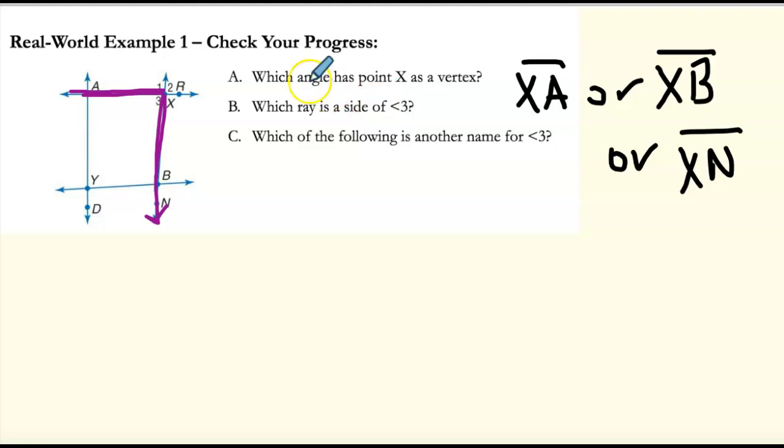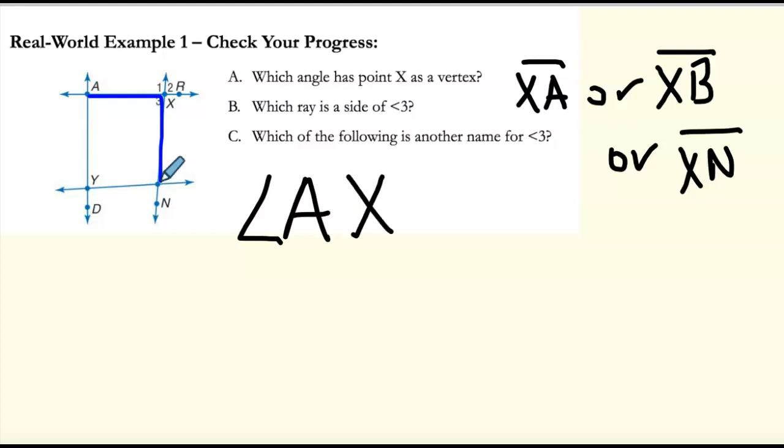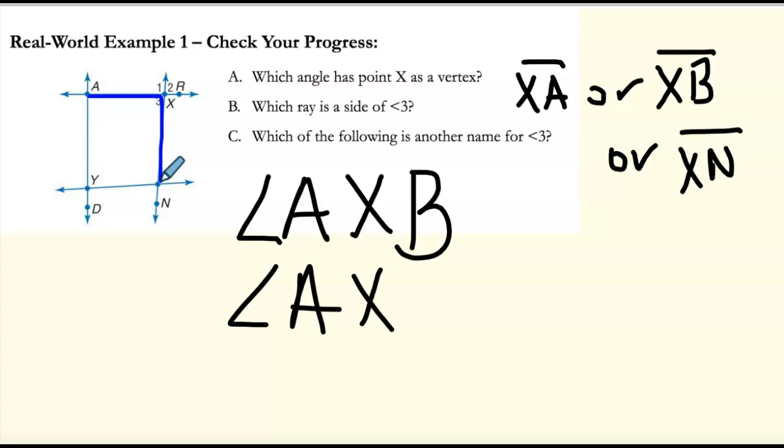Right, and then we have angle 3. We're going to rename that. Instead of a number, we're going to use some letters. So here we go, angle 3. So angle 3, we could name that as angle, we got to put X in the middle, A, X, B, or we could say AXN. Or we could reverse all of those. It doesn't really matter. So just choose one.